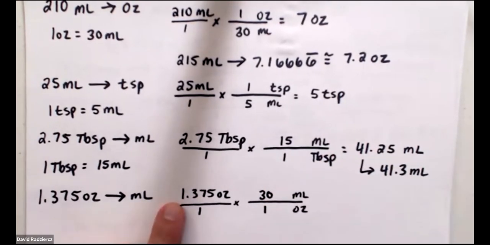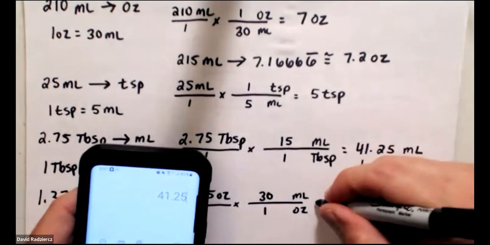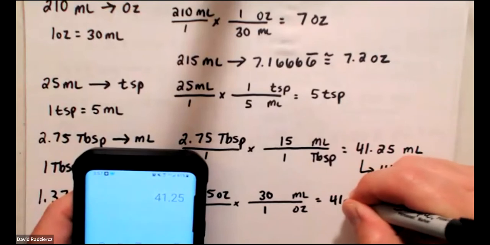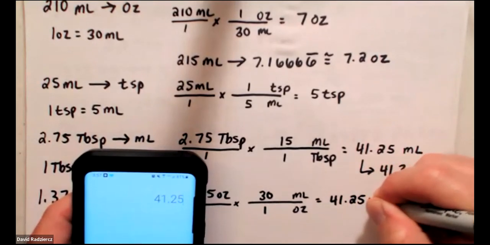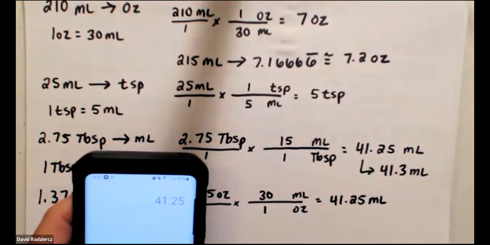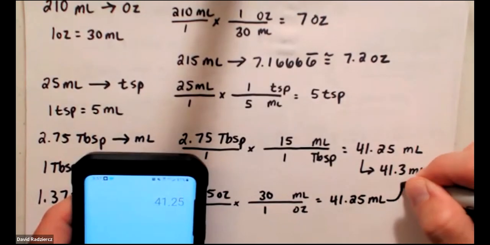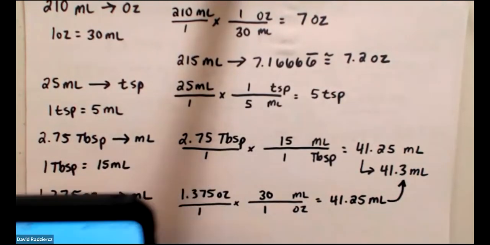So we know we're going to multiply that number. So 1.375 times 30. I guess that is right. 1.375 times 30 is actually the same number that we got up here, 41.25 milliliters. So you're also going to round that to 41.3 milliliters.